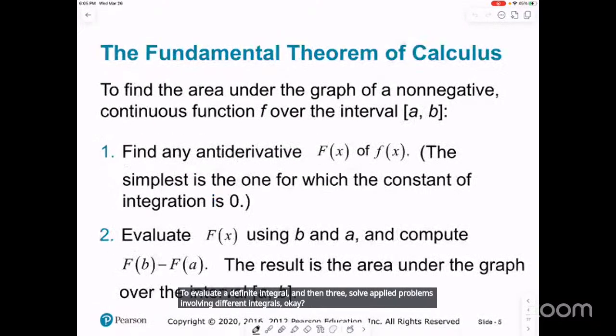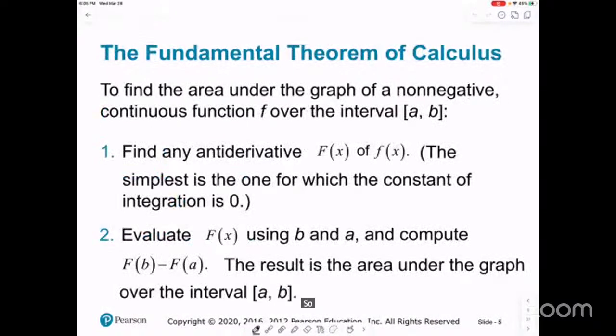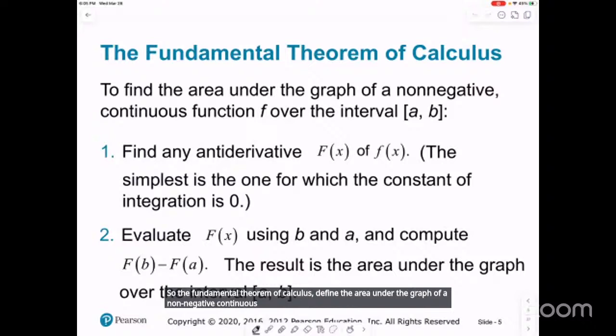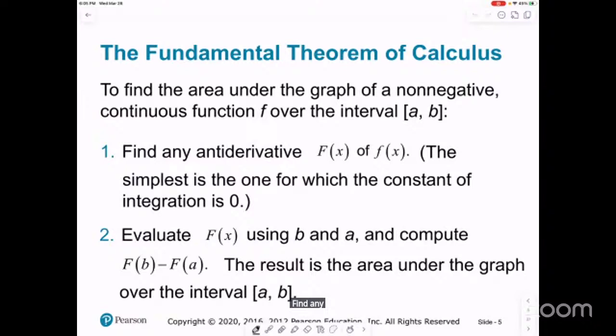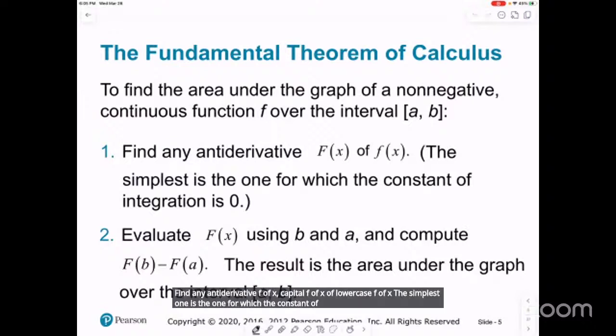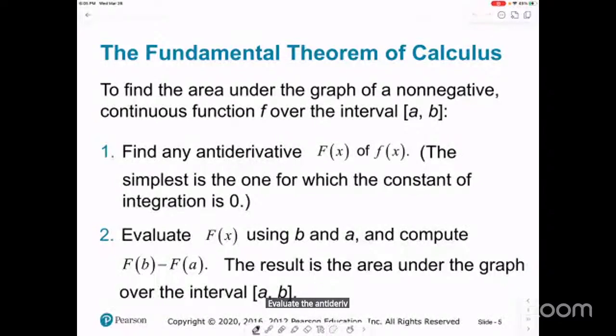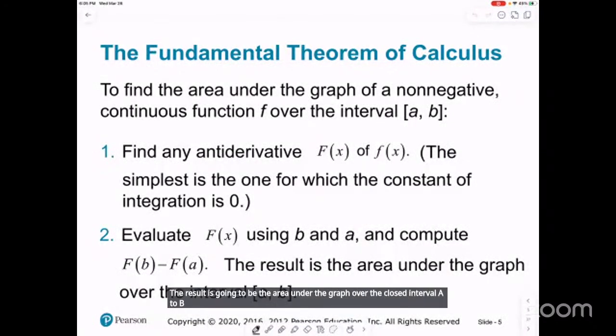The fundamental theorem of calculus: to find the area under the graph of a non-negative continuous function f over the closed interval [a, b], find any antiderivative F(x) of f(x). The simplest one is the one for which the constant of integration is 0. Evaluate the antiderivative using b and a and compute F(b) minus F(a). The result is going to be the area under the graph over the closed interval a to b. That's kind of a mouthful.